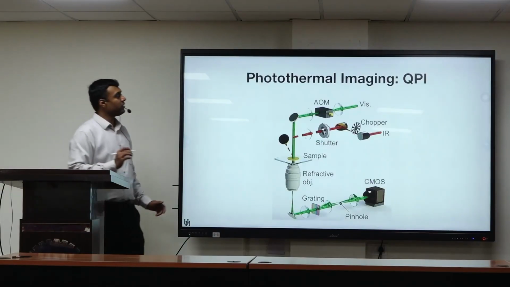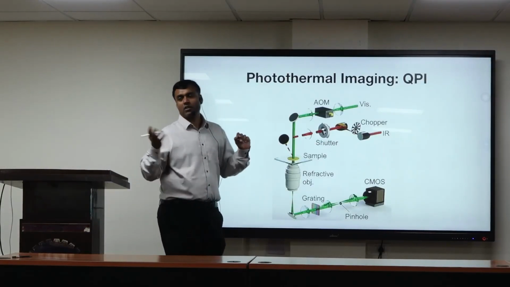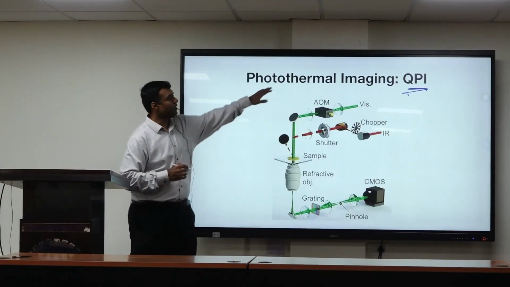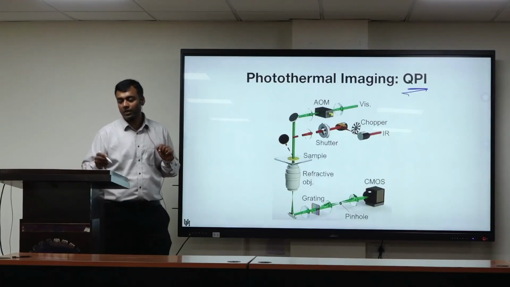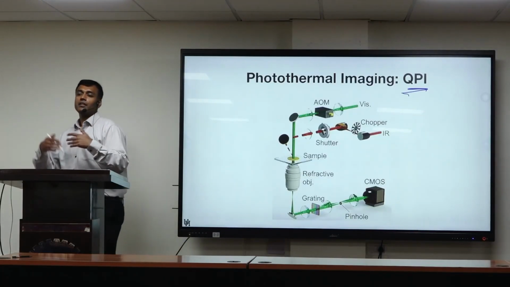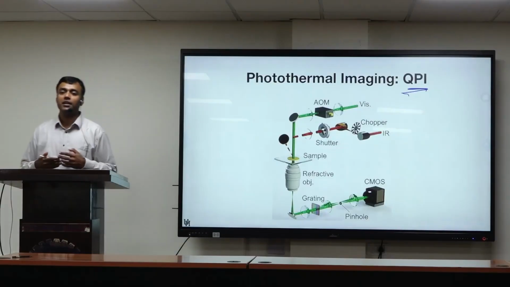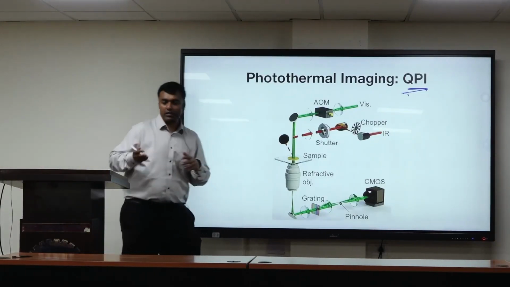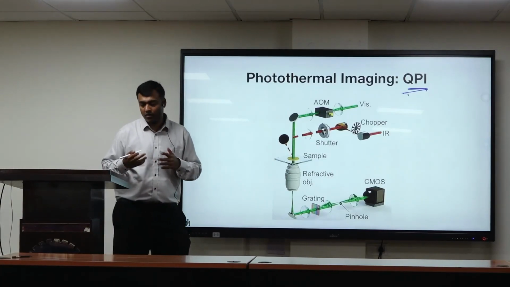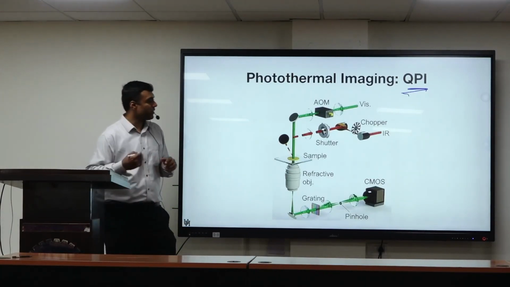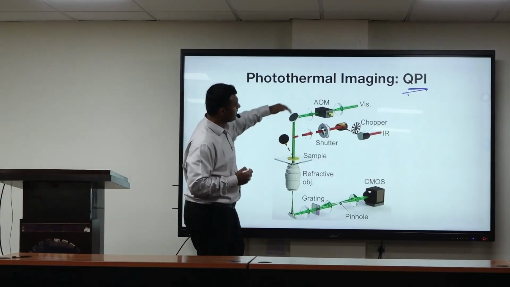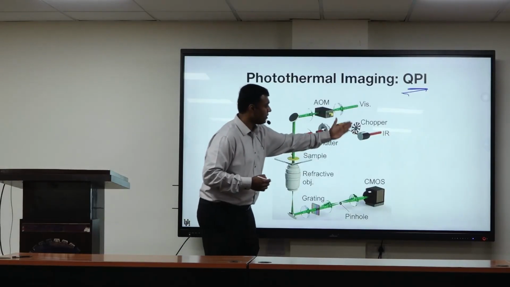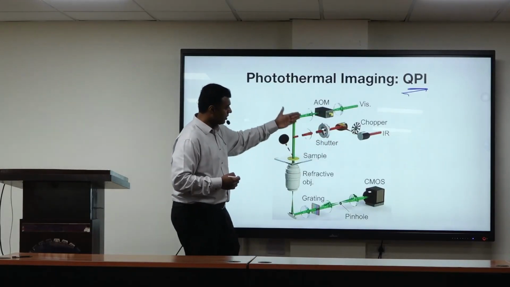Not only that, with phase contrast imaging, you use quantitative phase imaging (QPI) along with photothermal. So this is an instrument which does photothermal, and the way you measure the visible light is the phase contrast microscope. I already discussed quantitative phase imaging in detail in the previous lecture. But the essential idea is light comes in just like before. You use the chopper, turn it on and off, and so on.